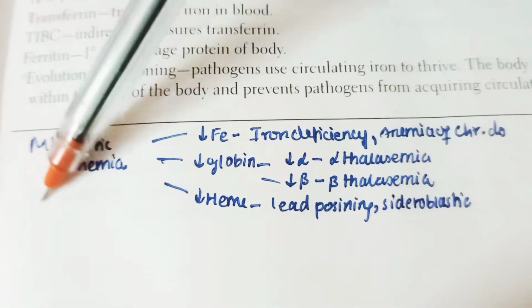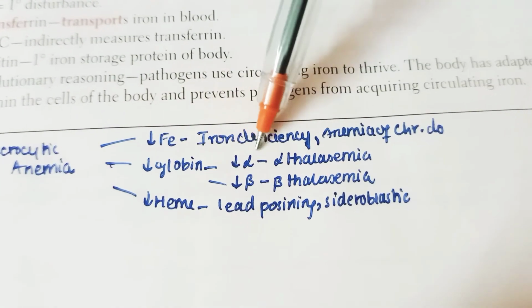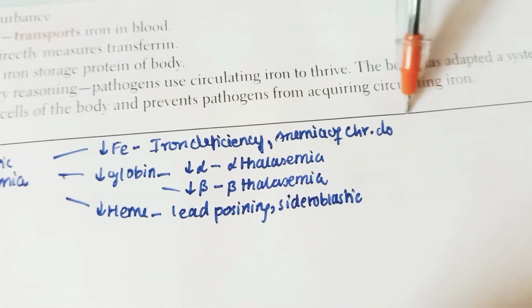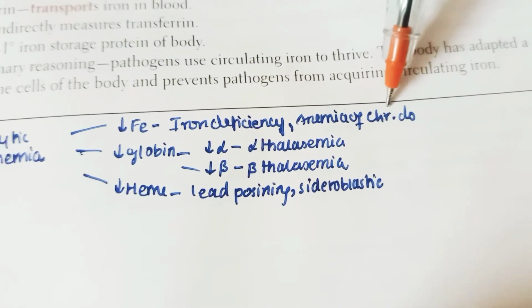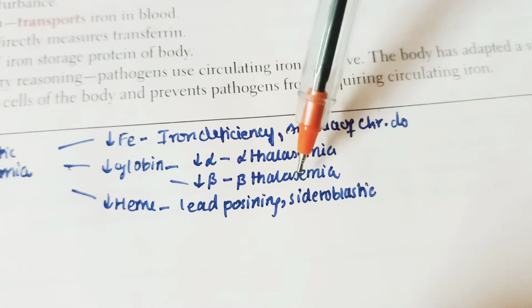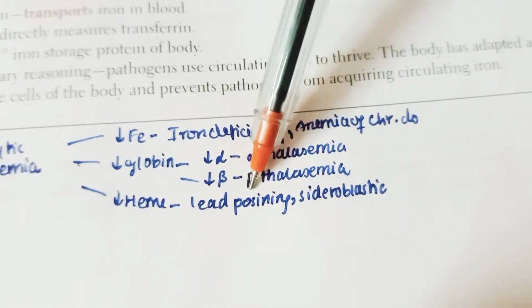So we will conclude microcytic anemia. Decreased iron is seen in iron deficiency and anemia of chronic disease. Very important, remember chronic disease means here the cytokines are attacking ferroportin. Decreased globin is seen in thalassemia. If alpha globin is decreased, alpha thalassemia. If beta globin is decreased, beta thalassemia.